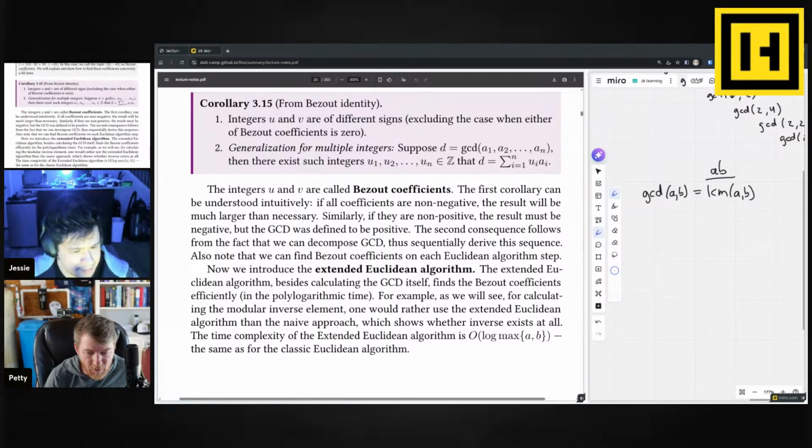The integers u and v are called Bezout coefficients. The first corollary can be understood intuitively. If all coefficients are non-negative, the result will be much larger than necessary. Similarly, if they are non-positive, the result must be negative, but the greatest common divisor was defined to be positive. The second consequence follows from the fact that we can decompose the greatest common divisor, thus sequentially deriving this sequence. Also note that we can find Bezout coefficients in each Euclidean algorithm step.